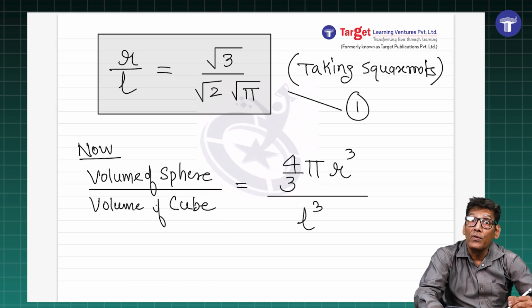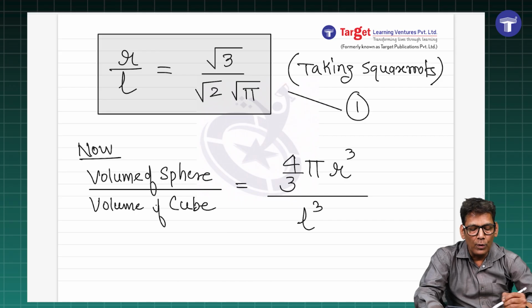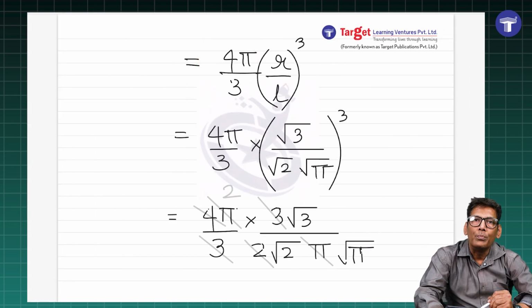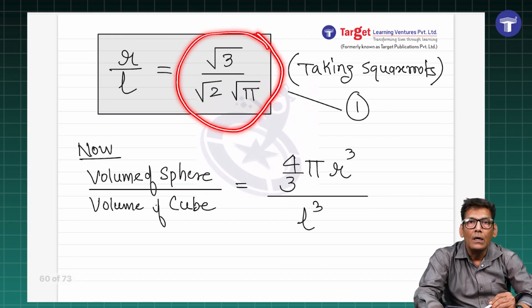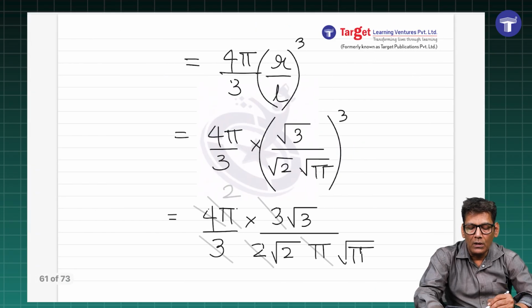Now you want the volume of a sphere upon volume of a cube. Volume of sphere formula is 4 upon 3 pi r cube and volume of a cube is L cube. Now here the calculation is very important. That L cube comes down, you get 4 by 3 pi into R upon L the whole cube. Now we substitute the value of R upon L. So R upon L was root 3 upon root 2 root pi. So here the cube of root 3 is 3 root 3, root 2 is 2 root 2 and root pi cube is pi root pi.